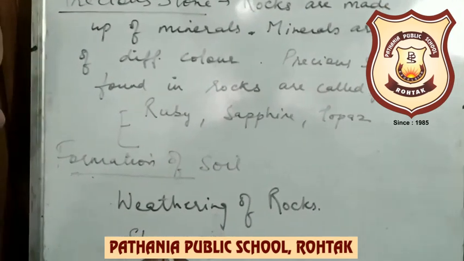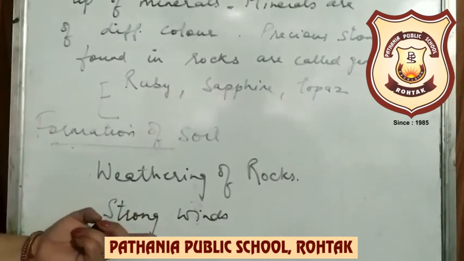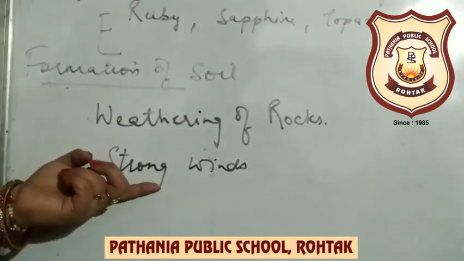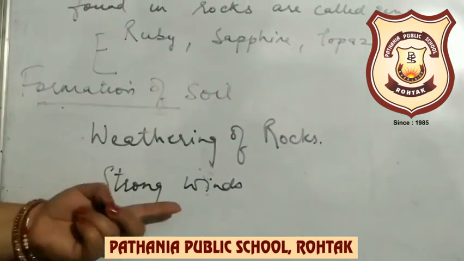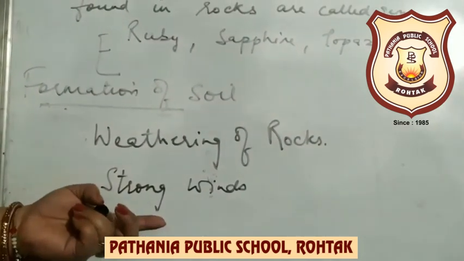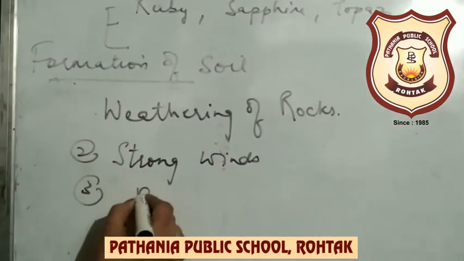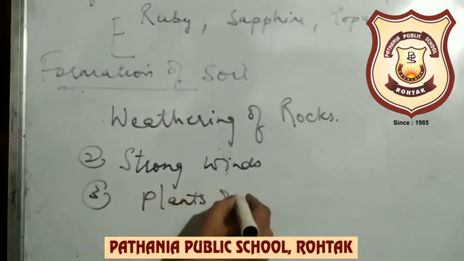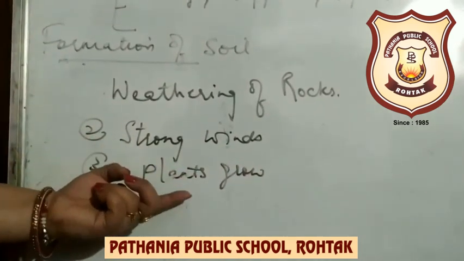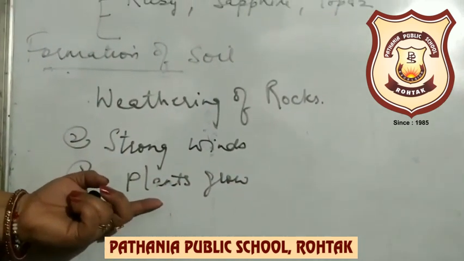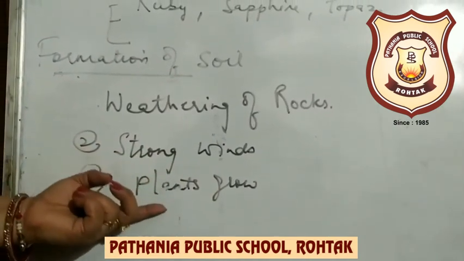The first was alternate heating and cooling. Then second is due to strong winds, and also running water of streams also heat the rock pieces, and that will break them into small pieces. And sometimes, beta, sometimes the plant will grow into the rocks. Plants will grow in between the rocks, and when these plants grow up, their roots present in the rocks make a small gap, and that will break the rocks.